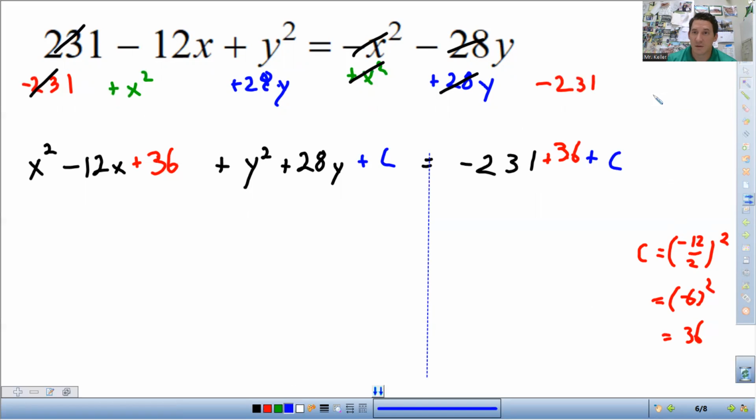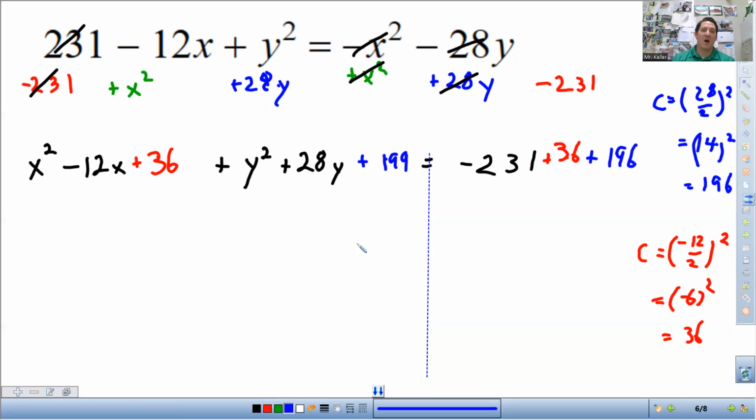The blue c, do that up here. So c is going to be 28 divided by 2 squared. 28 divided by 2 is 14 squared. Sorry, getting all scrunched in here. 14 squared is 196. I'm going to add in 196, change the c to 196. And now I can factor.